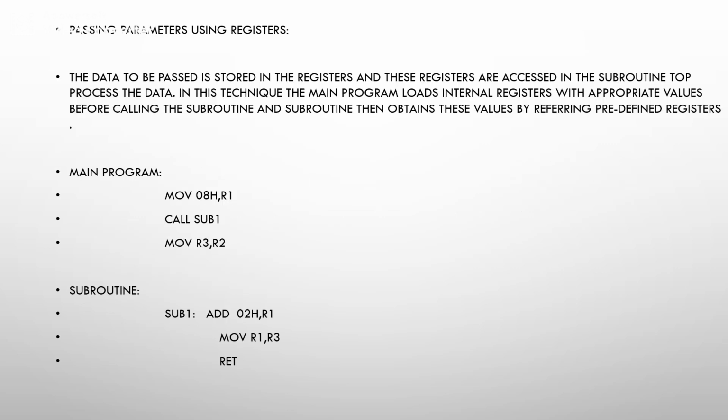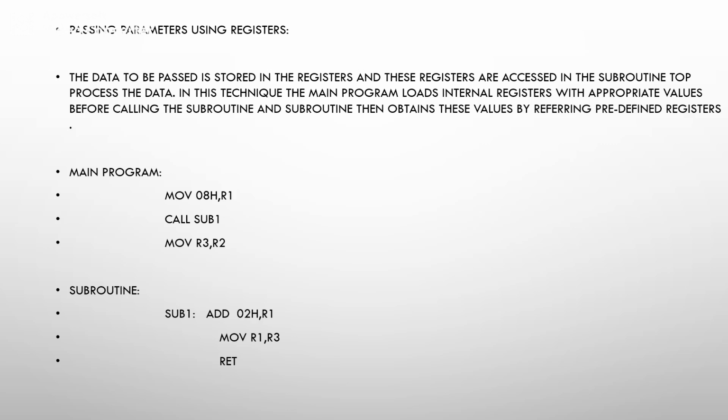So first we'll consider passing parameters using processor registers. The data to be passed is stored in the registers, and these registers are accessed in the subroutine to process the data. In this technique, the main program loads internal registers with appropriate values before calling the subroutine, and the subroutine then obtains these values by referring to predefined registers.